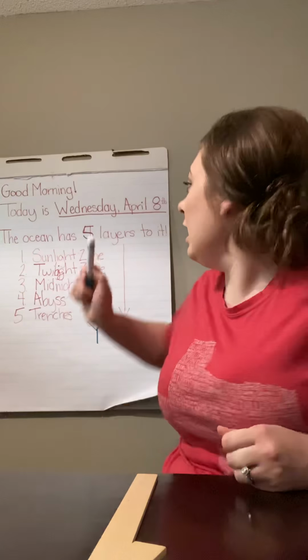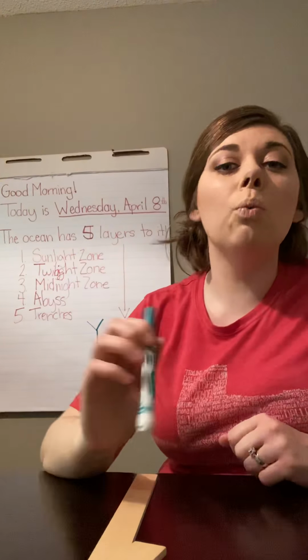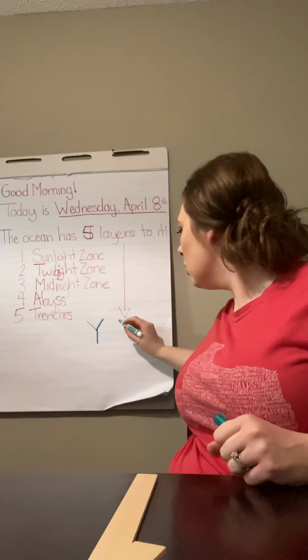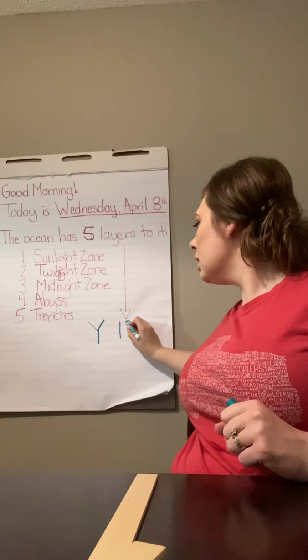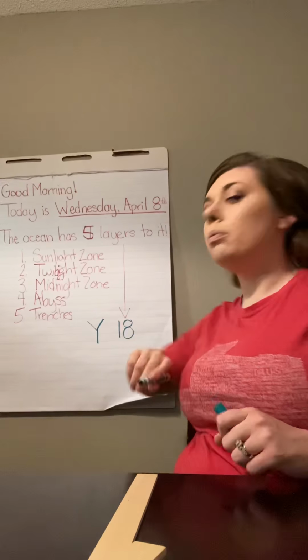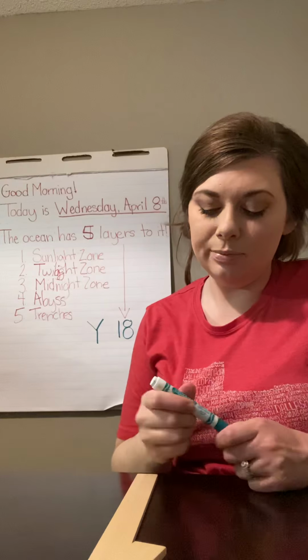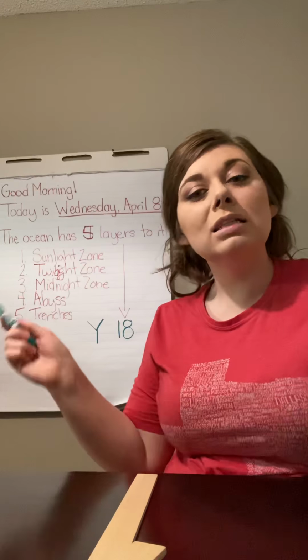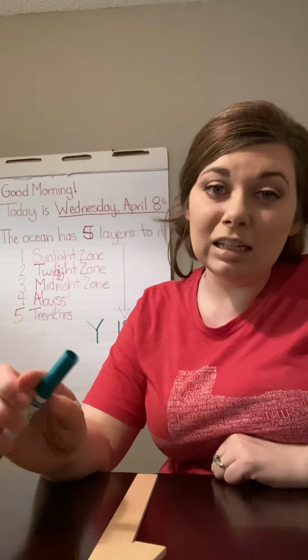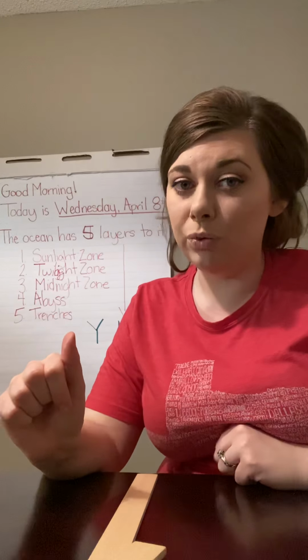So today's the 8th. It has our 8 in it. So if we put a 1 in front of it, we made a 1 and an 8. We have 18. So 1 and an 8 together make 18. We need to remember that one too.